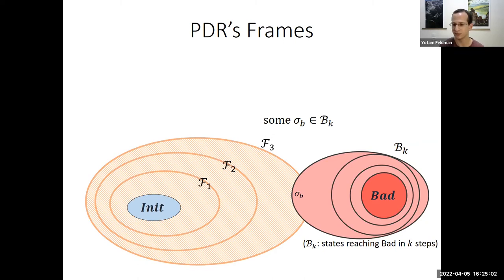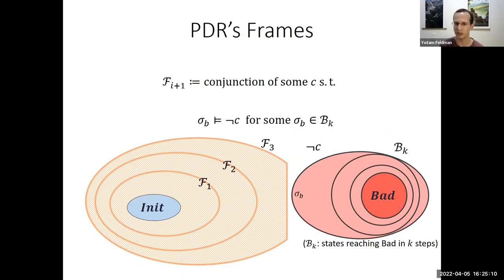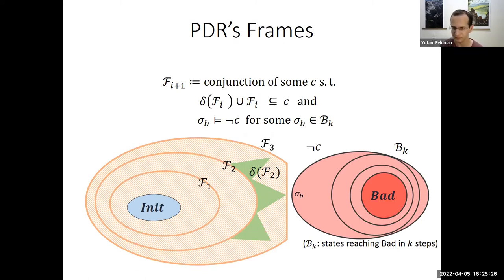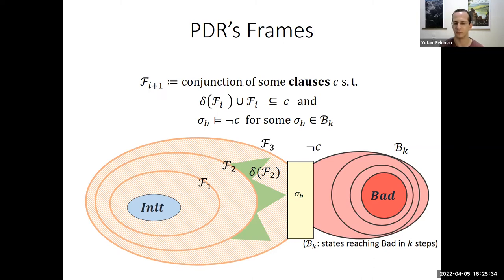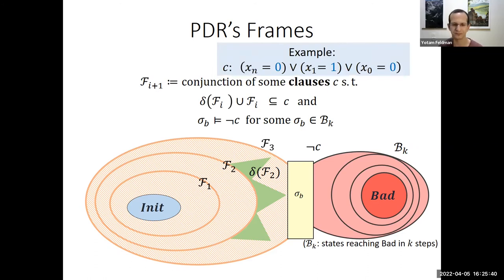So PDR wants to exclude the counterexample from the frame by finding some lemma C that, when we conjoin it to the frame, excludes the counterexample from the frame. We still need to satisfy all the frame properties of PDR. So this lemma needs to hold for all the states that are reachable in one step from the previous frame. Moreover, this lemma is not just an arbitrary formula, but it's always a clause, a disjunction of variables and negations of variables. For example, it could be this clause.